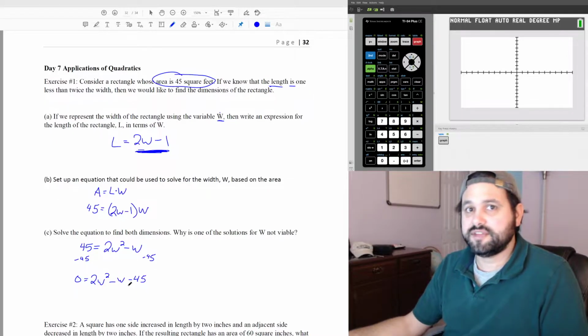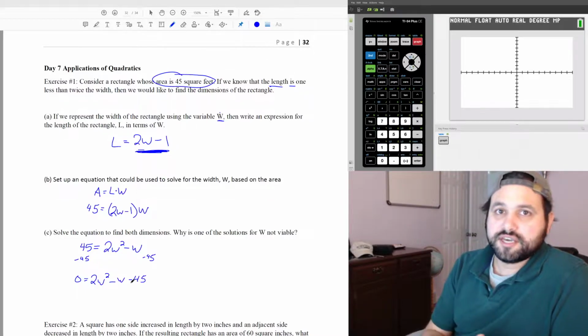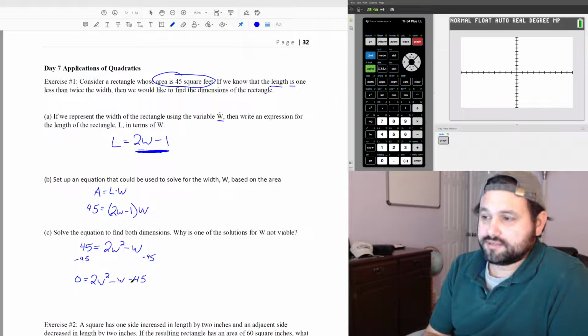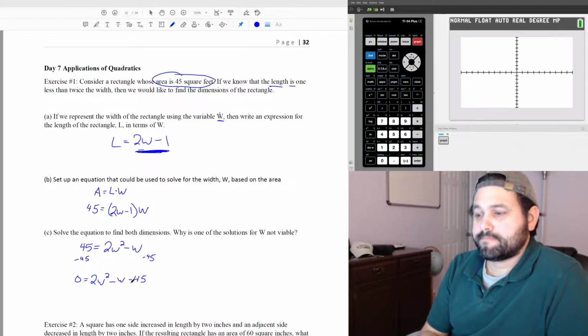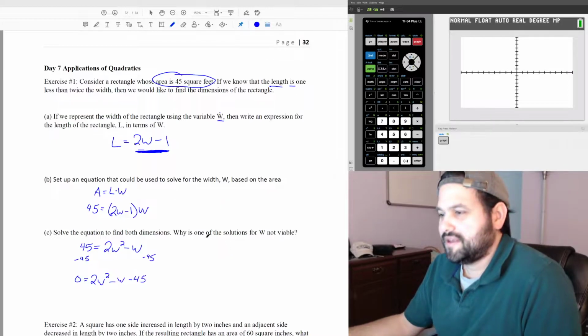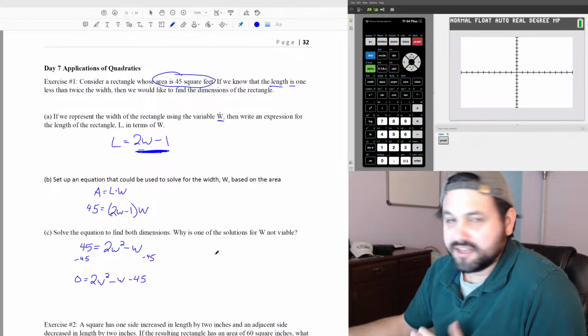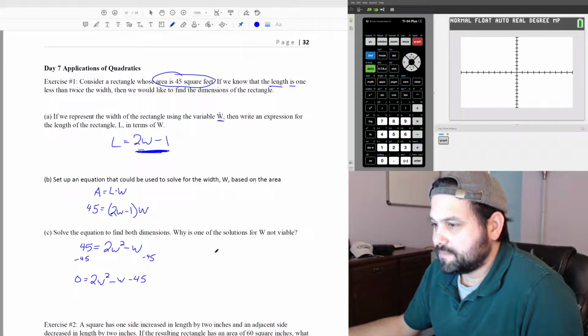We have several different methods of solving. I would ask that you go ahead and try and solve this first. Use any method that you want, okay? So, hopefully you paused the video. I'm going to go ahead and factor this because I like factoring. It makes sense to me.